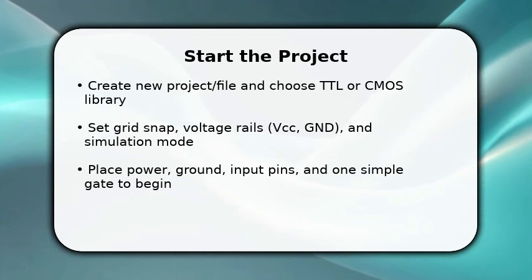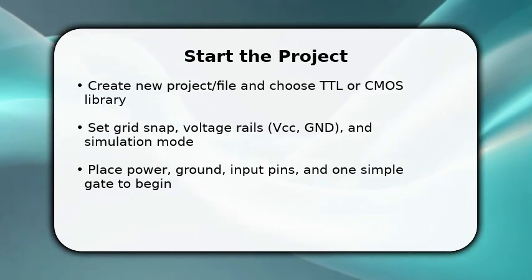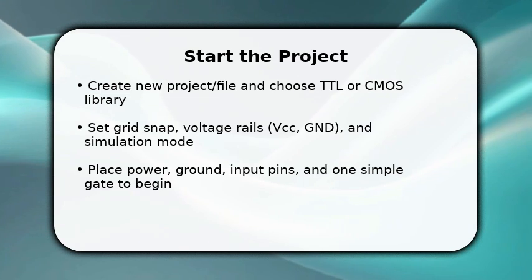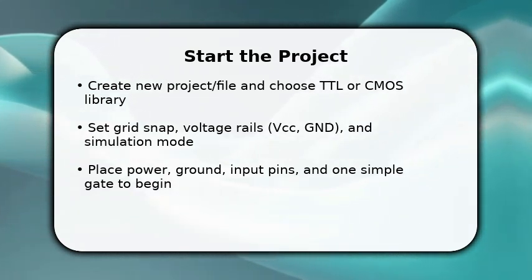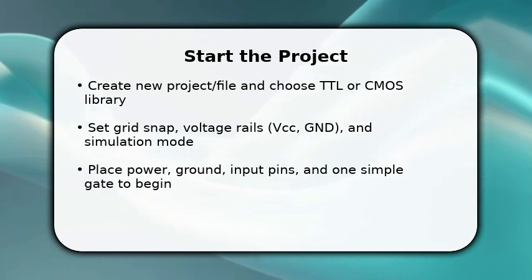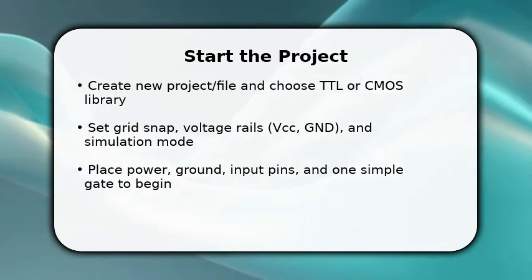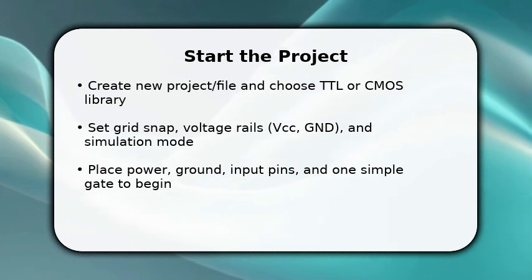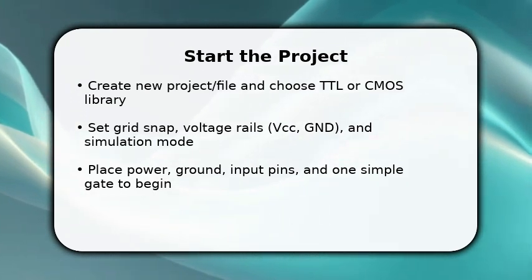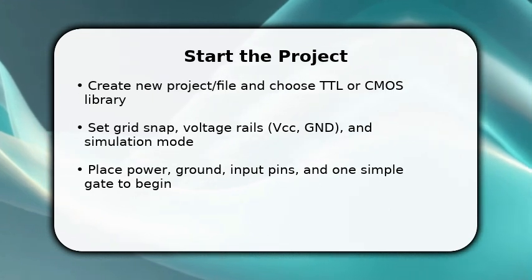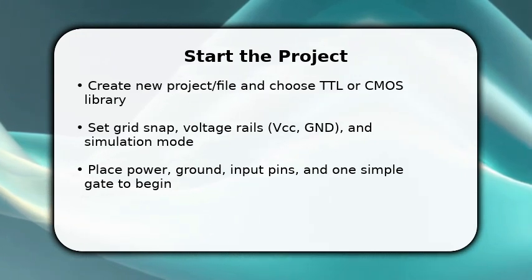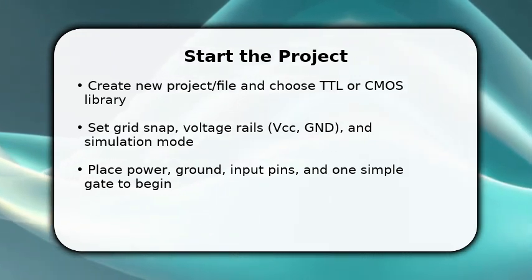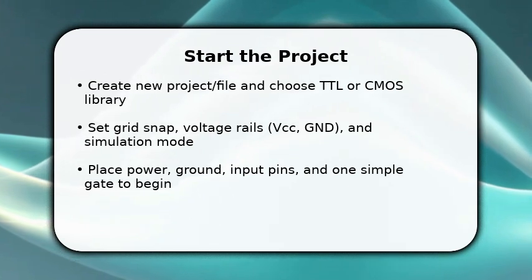Enjoy the video. You start by opening a new design and selecting the component library. Choose TTL or CMOS depending on your target. Once done, set grid snap and place VCC and GND rails so nets behave predictably. Make sure to add input pins and a simple gate immediately. This gives you a concrete test case. Then wire the parts, label nets for clarity, and save the project. This quick, focused setup prevents later confusion and gets you running the first simulation within minutes.